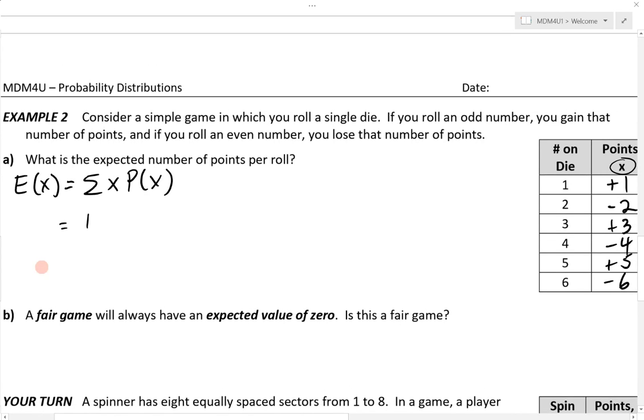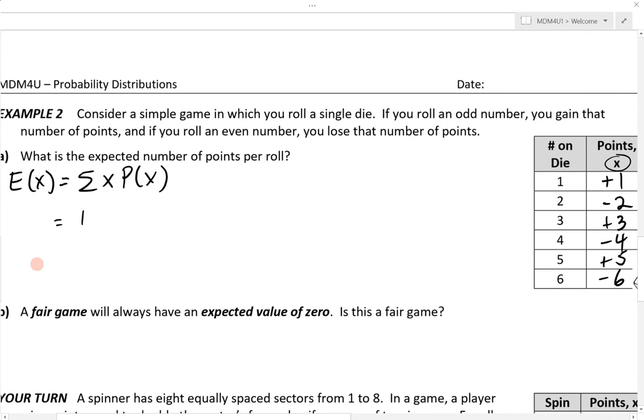So I'm going to take the fact that I can gain 1 point and find the probability of gaining 1 point. And that probability is 1 out of 6. Okay. Remember, the reason why it's points is because the expected value is the expected number of points, so I'm using points as my x. It doesn't matter what the die number is. The die number tells us how many points we're going to have, and that's what I'm going to be using. Okay. So 1 times 1 over 6.